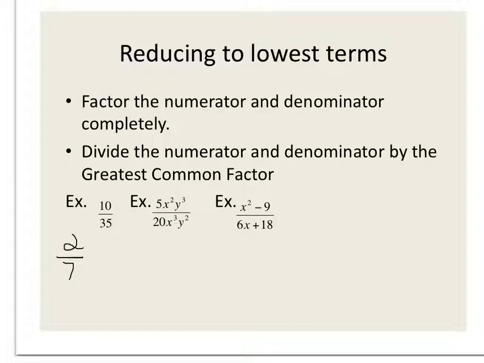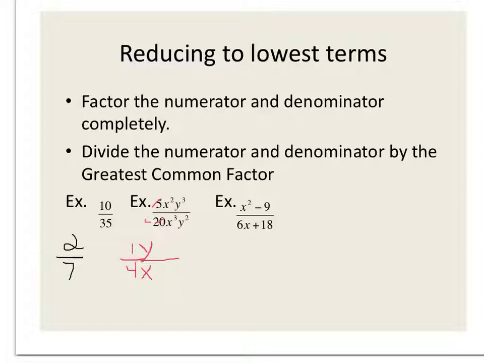In the next one, the greatest common factor that goes into 5 and 20 is also 5. So 5 divided by 5 is 1. 20 divided by 5 is 4. With your x's, you're looking for the greatest common factor again. There's an x squared in the top and x cubed in the bottom. Basically what that means here is there's one extra x on the bottom than there is on the top. So you're going to have one x left over on the bottom. And with the y's, there's one extra y on the top than there is on the bottom. So you're going to have one y left on the top.